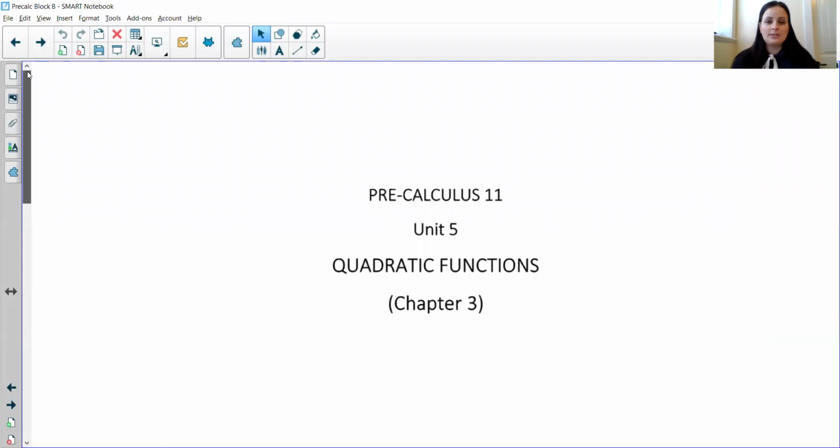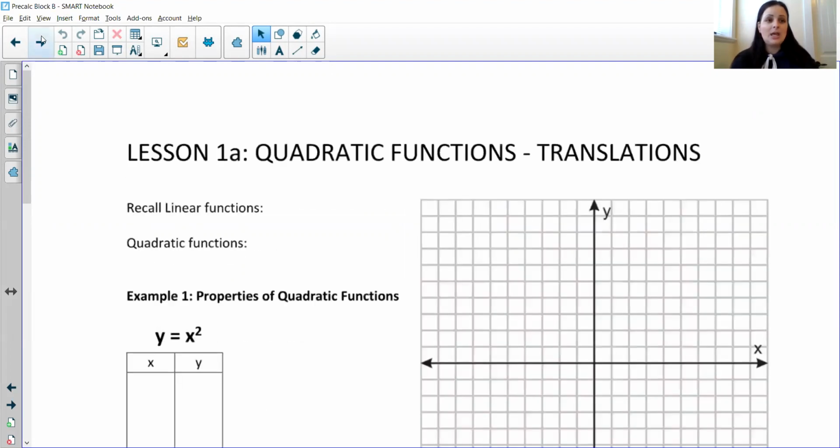So pre-calculus, unit 5, this is chapter 3 in your textbook. Also a reminder, I am going to start assigning practice questions out of your textbook. So if you don't have yours or don't have access to yours yet, it is available online. I have provided the link at the beginning of the section, the math section on my website. Right, so we're going to start with recall linear functions.